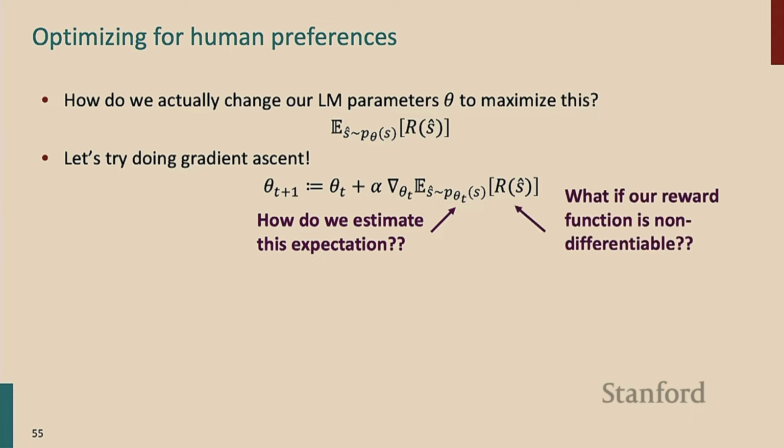And the second is, what if our reward function is not differentiable, right? Like human judgments are not differentiable. We can't backprop through them. And so we need this to be able to work with a black box reward function.